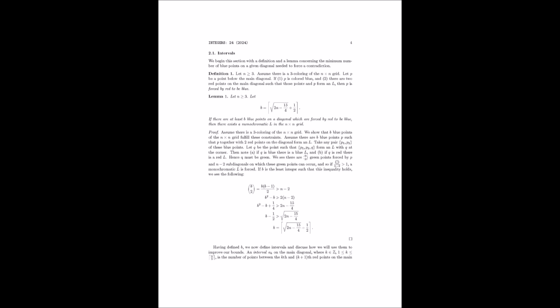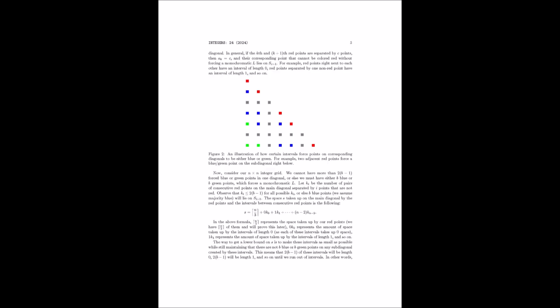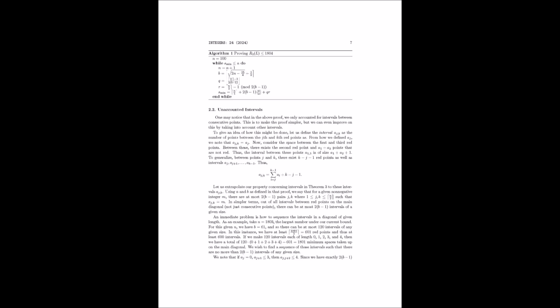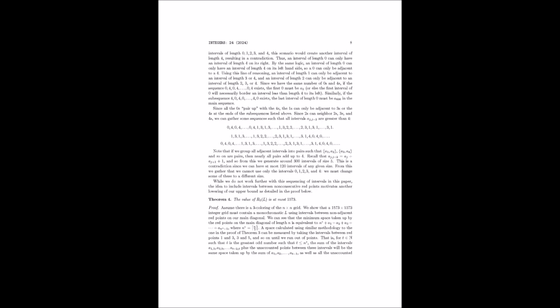That makes sense. Now, the paper begins by revisiting a previous proof that established an upper bound of 2593 for R3L. Can you walk us through the logic of that proof? Certainly. The original proof relies heavily on the pigeonhole principle, a fundamental concept in combinatorics. In essence, the pigeonhole principle states that if you have more pigeons than pigeonholes, at least one pigeonhole must contain more than one pigeon.